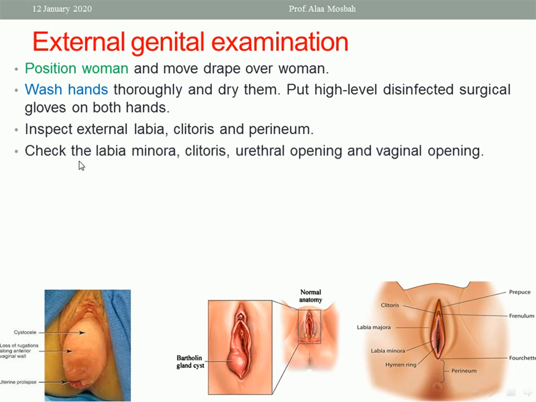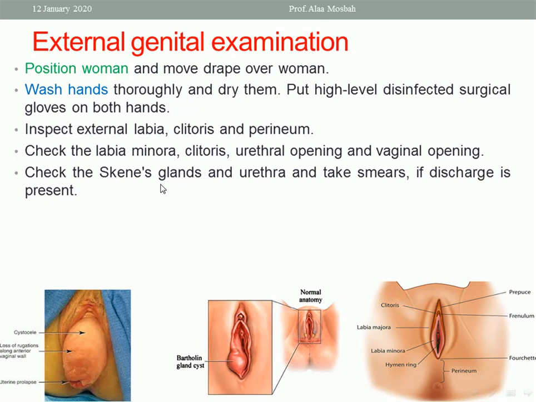So, check labia minora, clitoris, urethral opening, and vaginal opening. Check skin glands and urethra and take a measure if discharge is present. You should take a smear. This is the external urethral meatus and the Skene glands beside. If any discharge, take a smear from it. If any discharge coming from a Bartholin cyst, take a smear also.